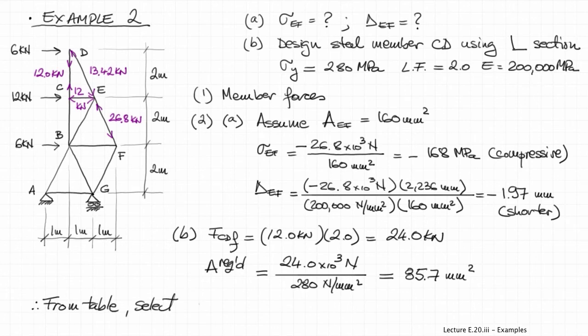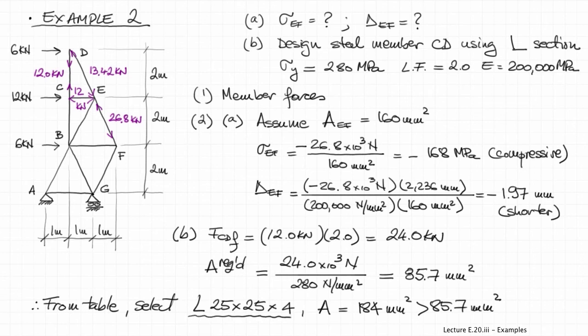We go now to the table, and we will select the next angle that has an area just higher than what is required. That would be an angle 25 by 25 by 4, which has an area of 184 millimeters squared, which is of course larger than what we require, which was 85.7 millimeters squared. So we should be okay from a design perspective, but again, remember, the angle that you select must have an area just higher than what is required, not by much.